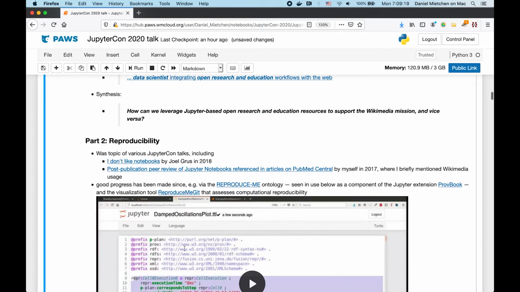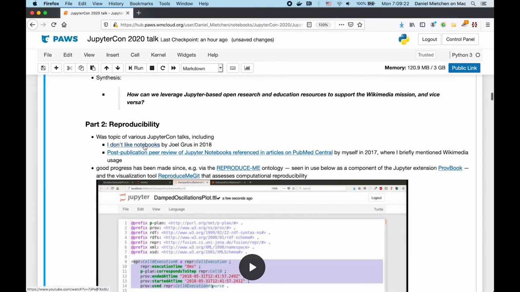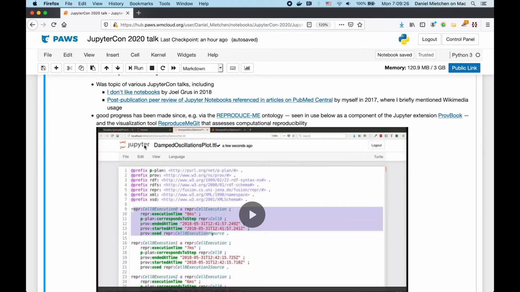Now, the second part of motivation for why we do this is reproducibility. This was the subject of prior JupyterCon talks, and I don't have the time to go into it, but I encourage you to explore those links. Suffice it to say that progress has been made.